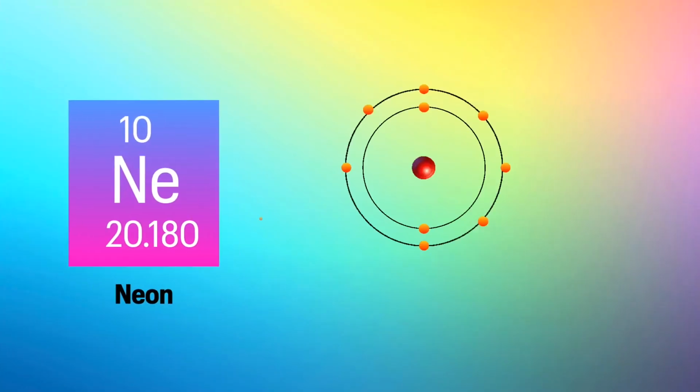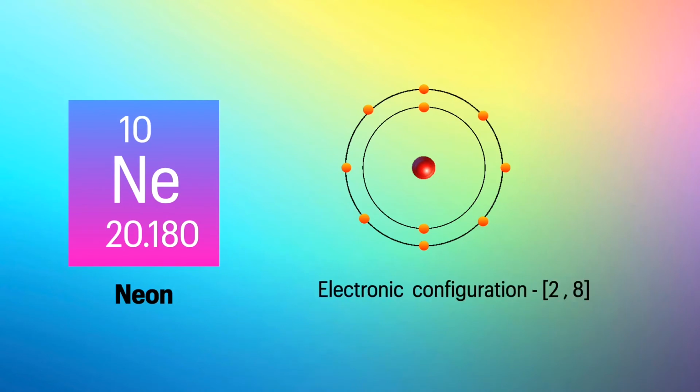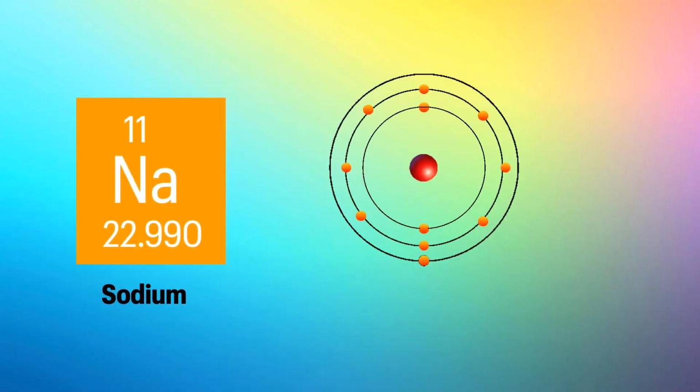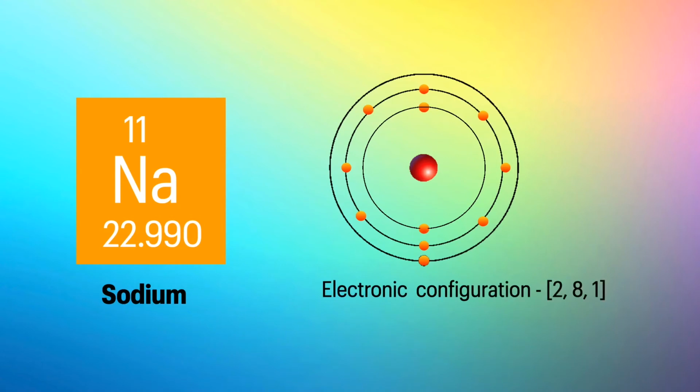Neon, which is an inert gas or noble gas, has atomic number 10. That means the number of protons and electrons are also 10. So 2 electrons will occupy the first shell and the remaining 8 will be in the next shell. In sodium, 2 electrons are present in the first orbit, 8 electrons are present in the second orbit, and since the outermost orbit cannot hold more than 8 electrons, the 11th electron moves into the third orbit.